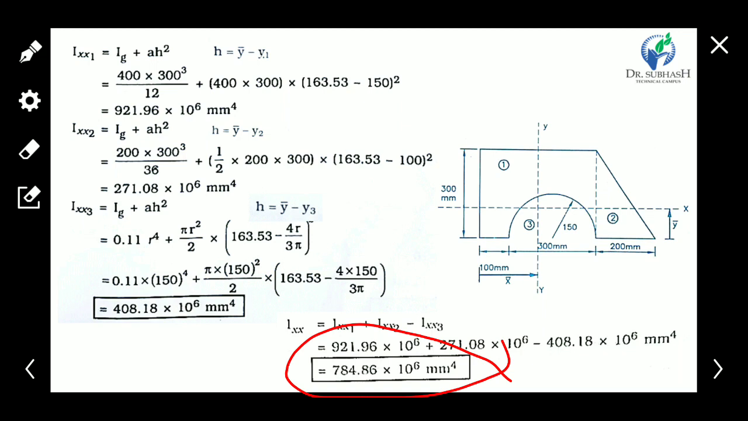I hope you understand very well how to solve examples of moment of inertia of slightly complex areas in which a triangle, circle and semicircle are included.